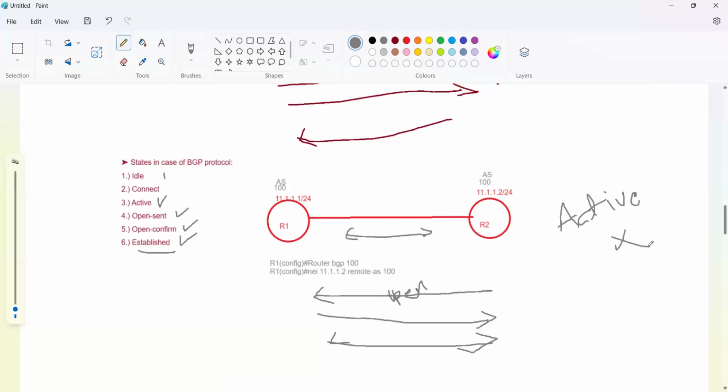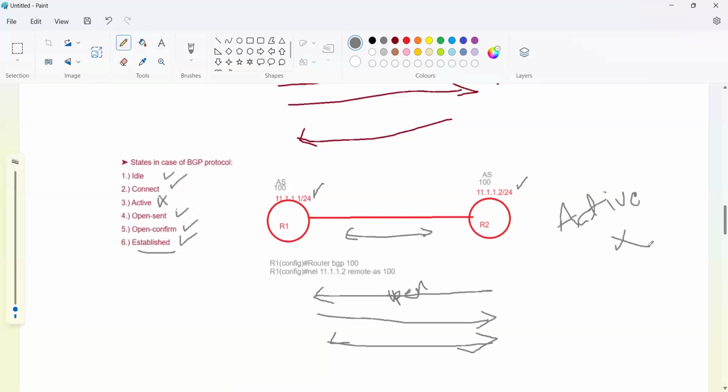Idle state, connect state: both are sending and receiving, the reliable connection. After that, active state means it is not forming anything; a mismatch error is there. In between, if there is a subnet mask mismatch or MTU size mismatch, or you made some mistake, then it will move to the active state.